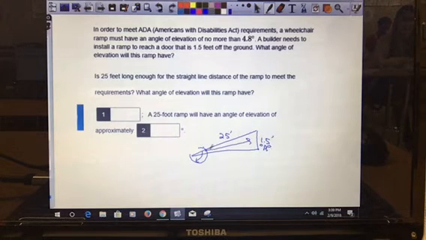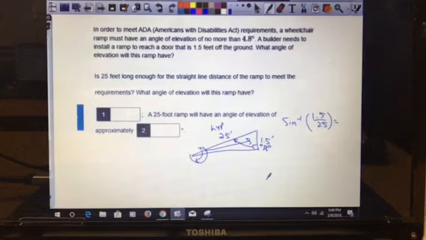So that means I'm going to need an inverse opposite over hypotenuse. Actually, that's the right angle, so there's my hypotenuse. So it's an inverse sine, because it's opposite and hypotenuse. So I want to do an inverse sine, sine to the negative 1 of 1.5 over 25, and I want to see what the angle is. So inverse sine of 1.5 divided by 25. Put that in the calculator, you get 3.44 degrees.